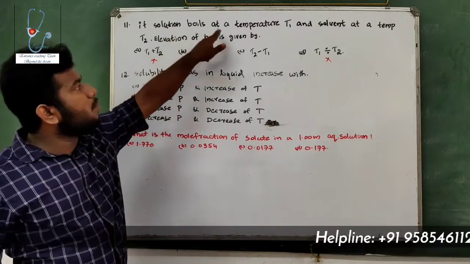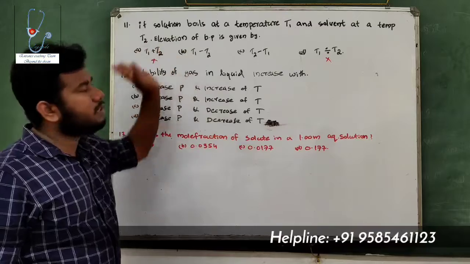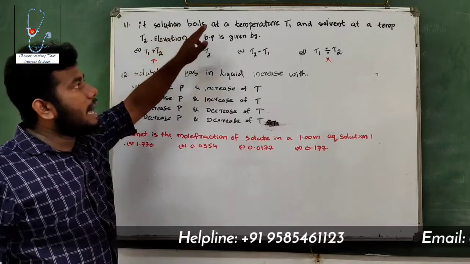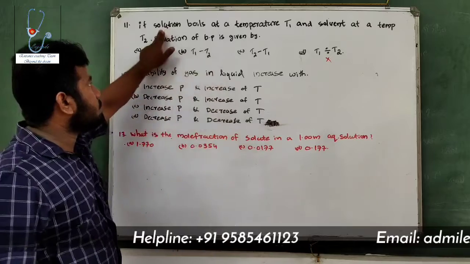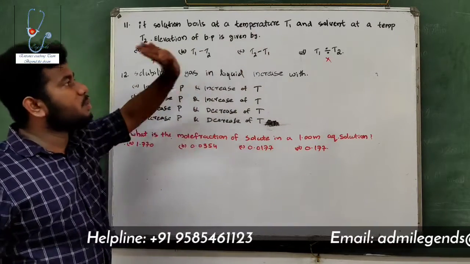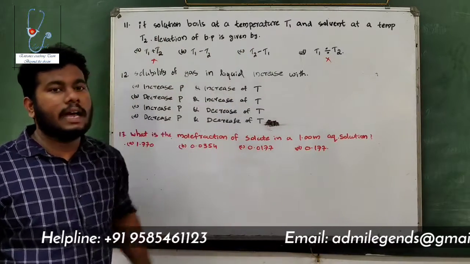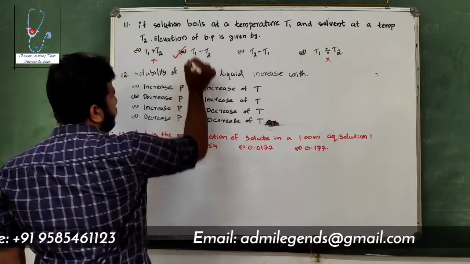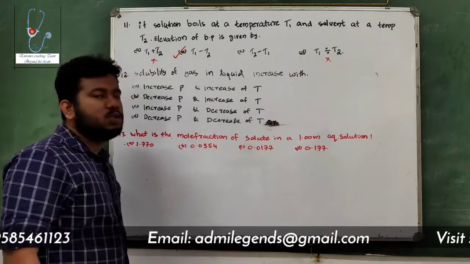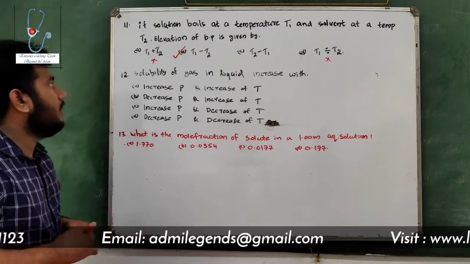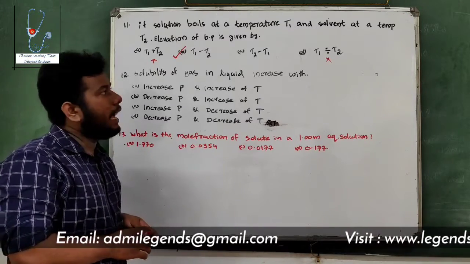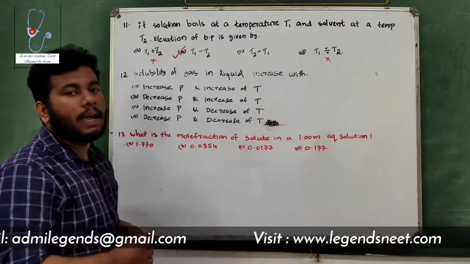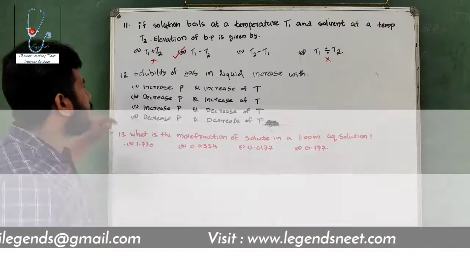Just listen. Solution boils at temperature T1 and solvent boils at T2. We know that solution has higher boiling point than solvent. So the higher value, T1 minus T2, is the correct answer for this question. Elevation of boiling point is given by T1 minus T2. Okay, very simple question.